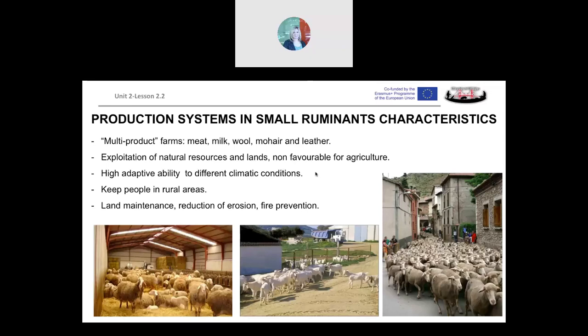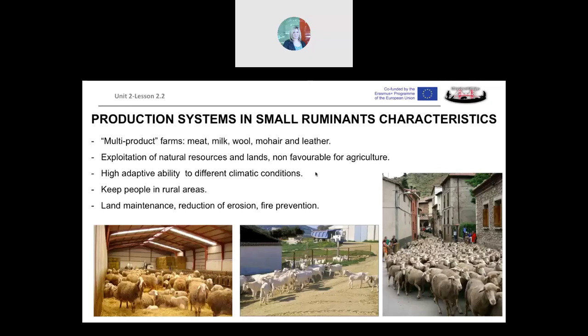Also, I would like to stress here that this kind of animal, small ruminants, has a very good adaptability to different climatic conditions, even sometimes hard conditions, and are very important for the socio-economical aspect of the population, because usually they are linked to rural areas, and they keep people in rural areas because they make possible to create an environment of economic activity, of social activity. So it's an important aspect to be considered in this kind of farms.